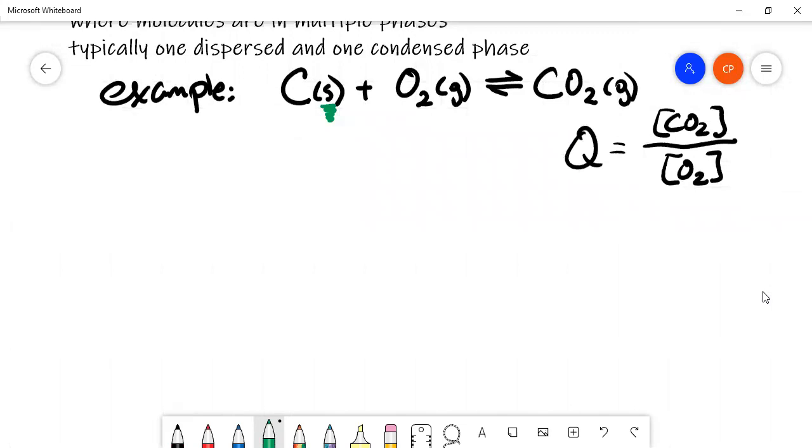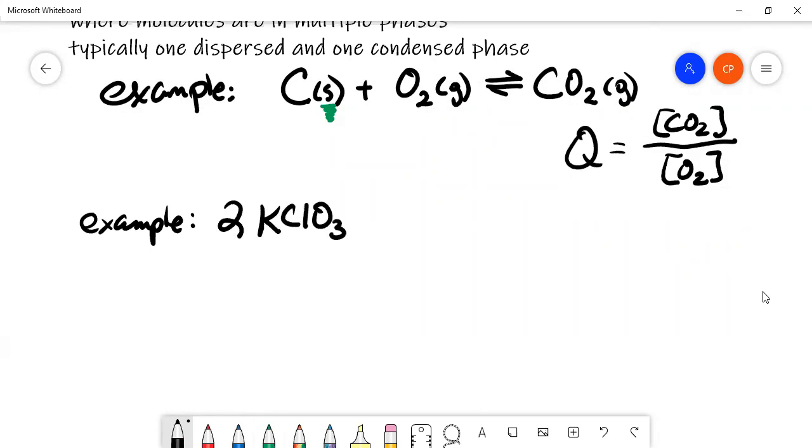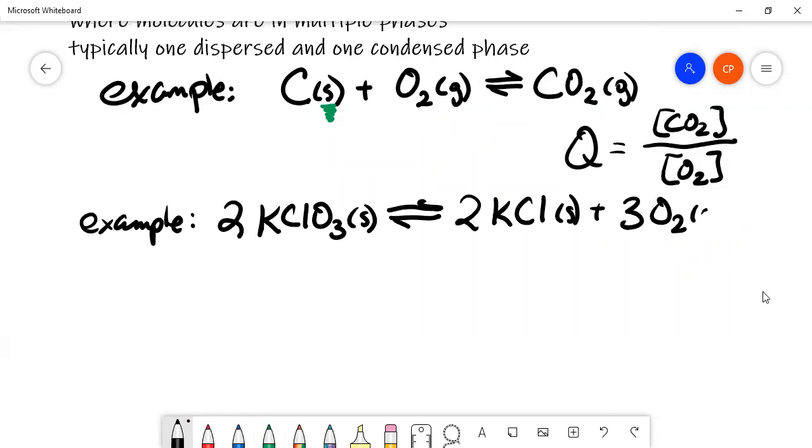Personal favorite example of such an equilibrium is the oxygen generator potassium chlorate. Potassium chlorate, when it goes through a decomposition, will break down into potassium chloride and then into oxygen gas. Okay? What are my products?